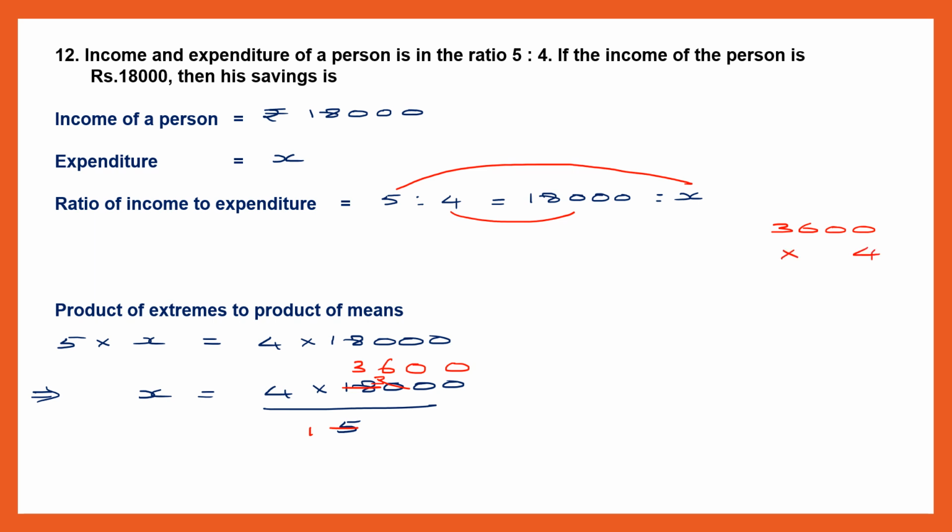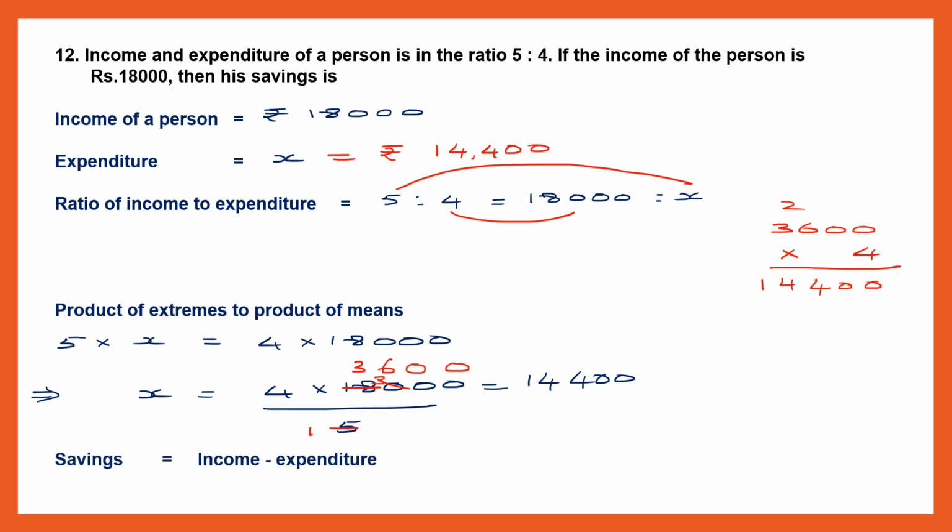It's 3,600 into 4. 0, 0, 6 fours are 24. Carry 2, 4 threes are 12, 13, 14. So we have found the expenditure. Expenditure is 14,400. So let's write it here on top also. Expenditure is rupees 14,400. Now we can find the savings.